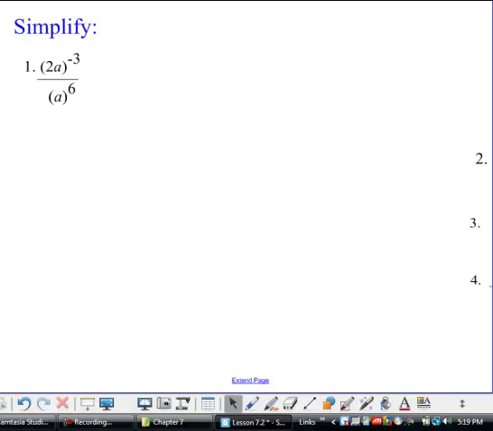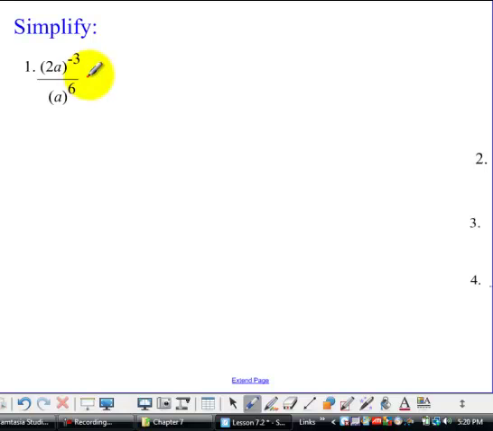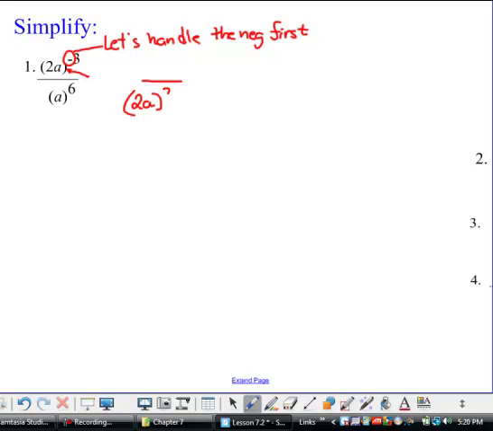Okay, so let's look at some examples. Simplify. Well, there's a lot of different ways to do this, so I'll show you a couple of different ways. First, we have to follow our laws of exponents. This is saying cube everything in that parenthesis. But you know what I like to do first? I like to get rid of the negative first. So let's handle the negative first. I know a negative means to take the reciprocal. So in other words, this entire numerator is going to go to the bottom in the denominator, because that's what reciprocal means.